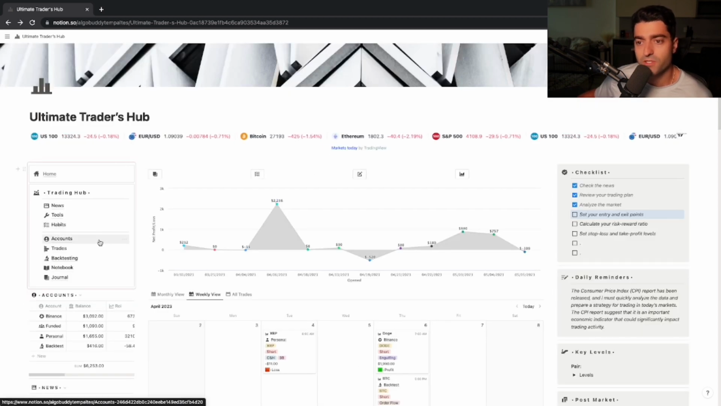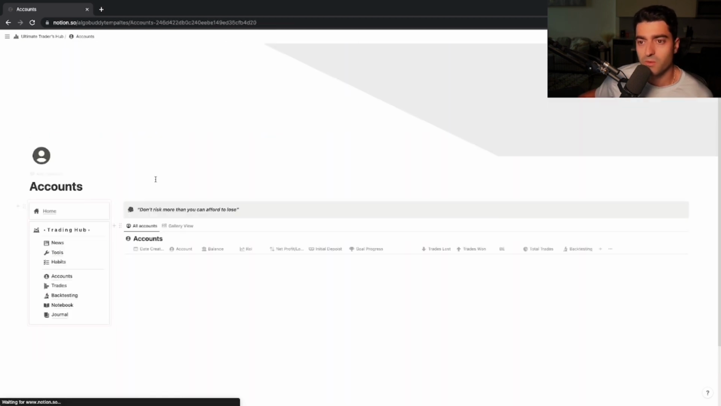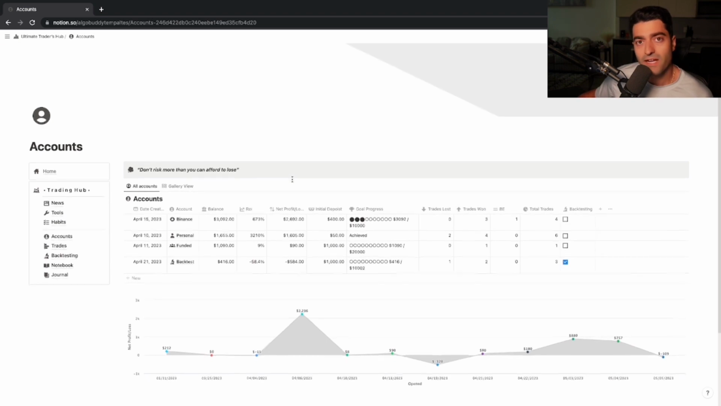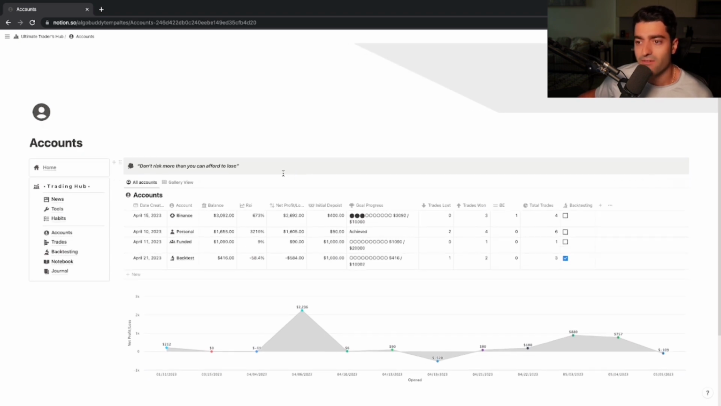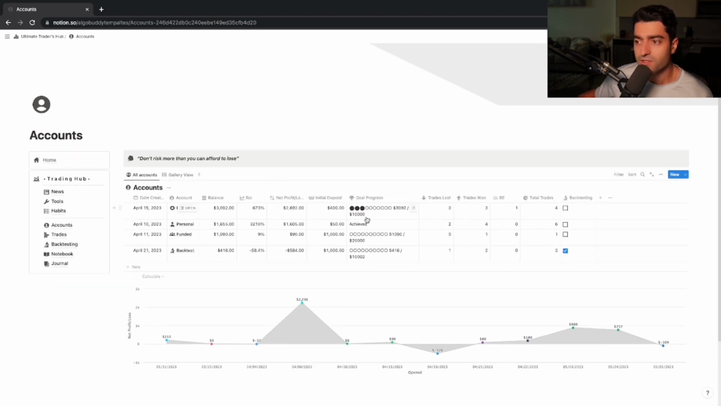Going through some of the features of the Ultimate Traders Hub, we'll start with the Accounts tab. This is where you can keep track of every single account balance you have across your trading accounts. It'll see if you're on track to hit your goals, what your net profit and loss is for that account, what your ROI is for that specific account.